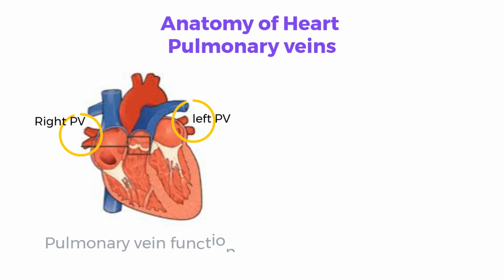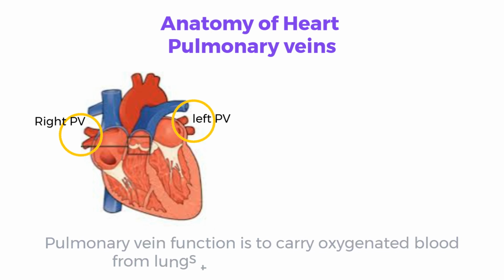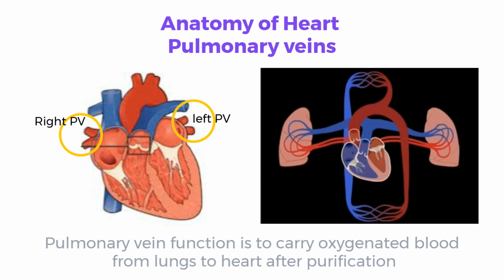The pulmonary vein is divided into right and left pulmonary veins. The function of the pulmonary veins is to carry oxygen-rich blood from the lungs back to the heart and pump it into the left atrium.